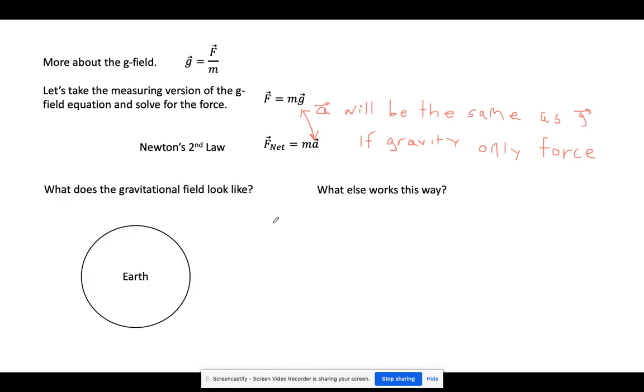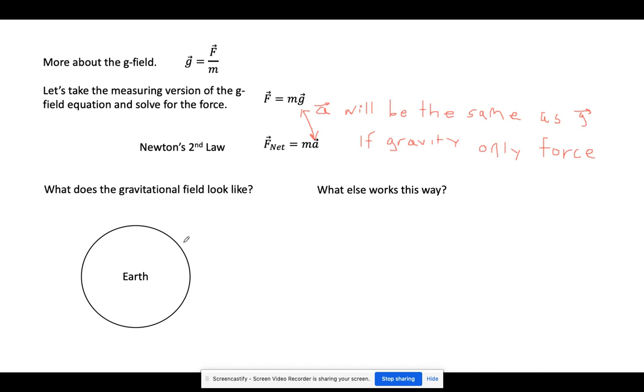What does a gravitational field look like? For something that's mostly spherical, right? The Earth is round. It's not a perfectly smooth ball, but it is roughly a sphere. So what does a gravitational field look like? Remember, a gravitational field is a vector field. So what am I going to be doing here? I'm going to be drawing a bunch of arrows.